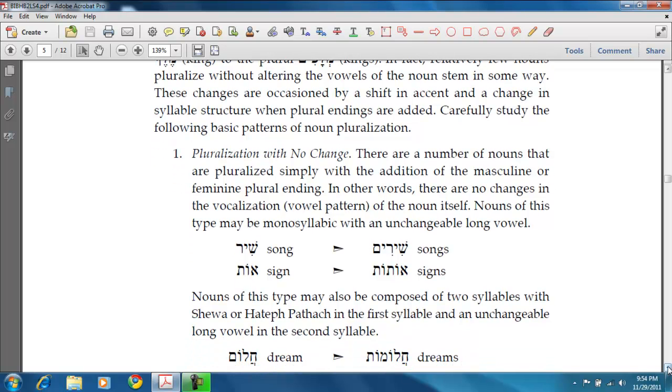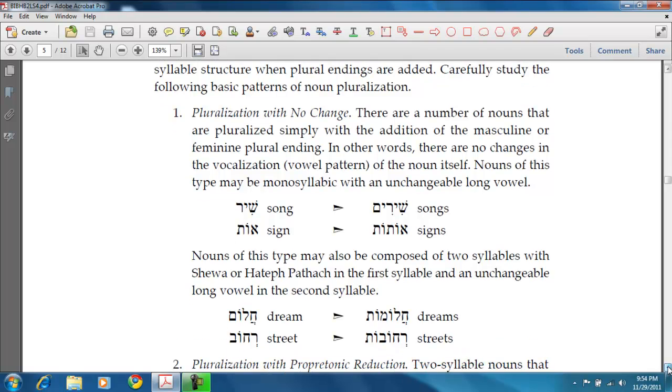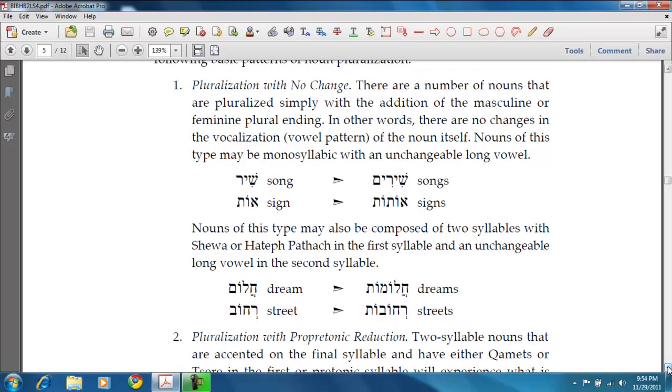Remember, Hebrew nouns normally are accented on the final syllable. That is what we learned was the tonic syllable. Then if you go from right to left, you have your pretonic syllable, which is right next to your tonic, and then your propretonic syllable. So basically here, we're going to learn these vowel changes that occur.